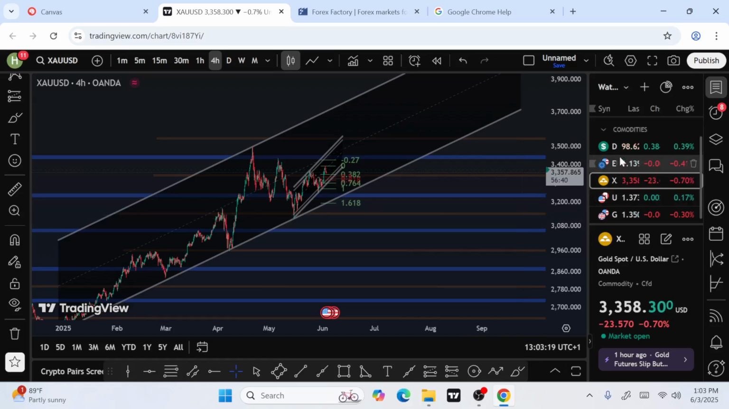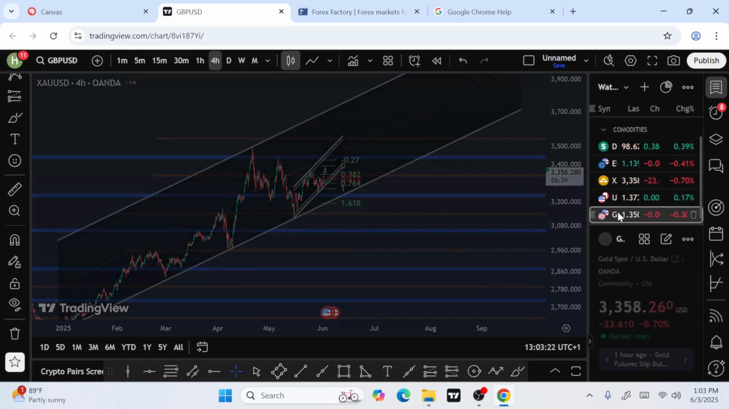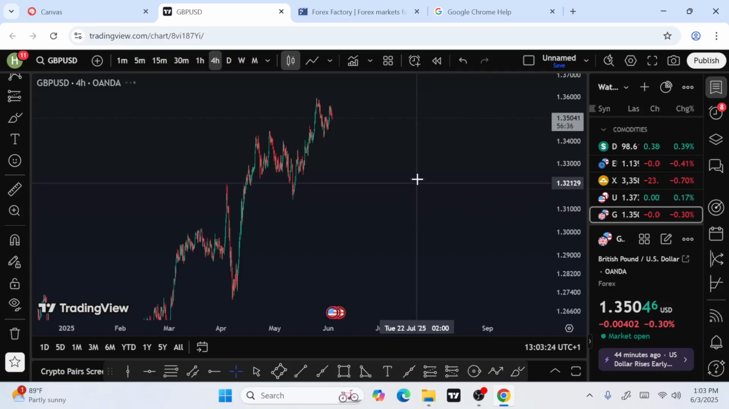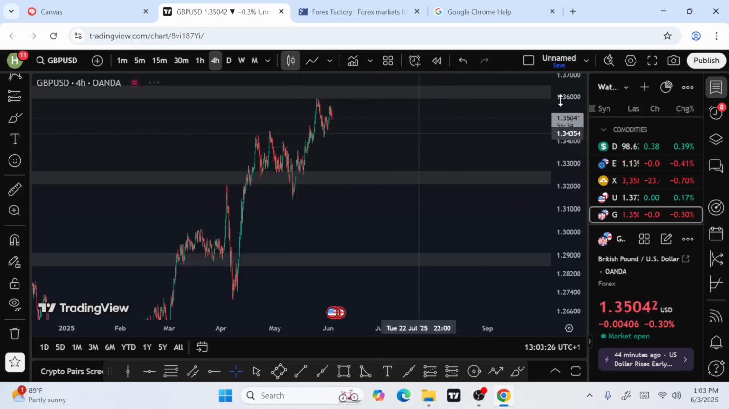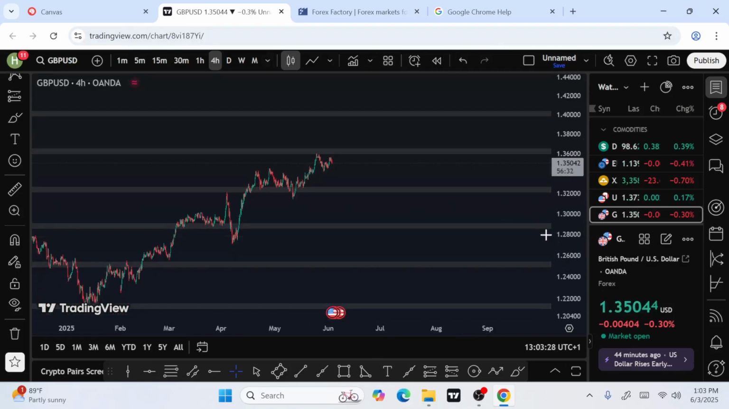All right. Now let's go back to GBP USD. Now on GBP USD, we are going to derive our minor zone.